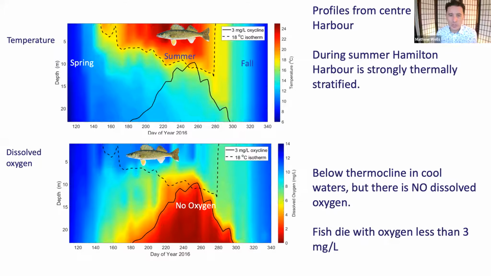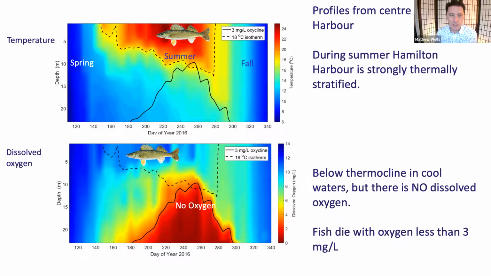So starting with Hamilton Harbour, if you go out in the centre of the harbour and measure the time series of temperature, you get this classic picture of a dimictic lake. On the top, I've got a picture of temperature. On the bottom, dissolved oxygen. Both have the y-axis for depth and the x-axis for time.